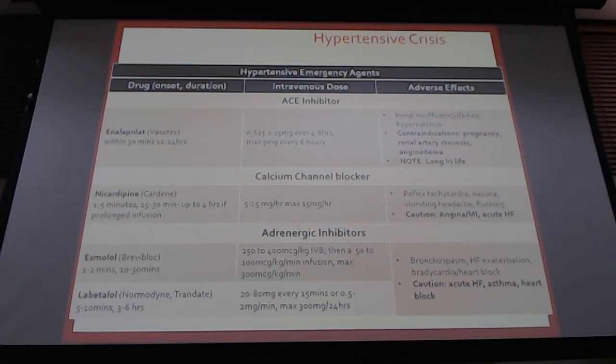Looking at your ACE inhibitor, we said that what we preferred was our enalaprilat. And then again, you have your adverse effects on the left. Don't remember your middle column. Nicardipine for your calcium channel blocker, and then your adrenergic inhibitors, or what we call beta blockers, are also listed down here. Again, just look at your adverse effect column and your drug column, okay? We're still talking about your agents that could be used in your hypertensive emergency.